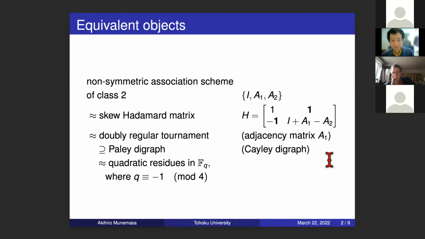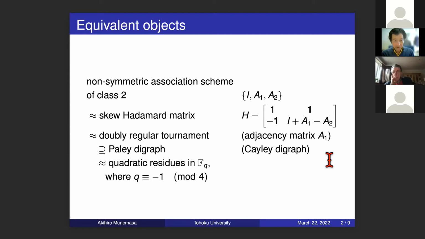Now, the digraph represented by the adjacency matrix A1 is also called a doubly regular tournament. A tournament just means that it's essentially a complete graph if you ignore the orientation, but every edge has a unique orientation. So that is a tournament, and doubly regular just means that it satisfies the regularity property imposed by being an association scheme.